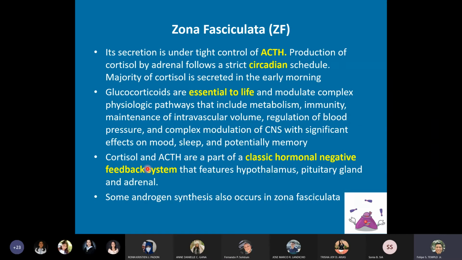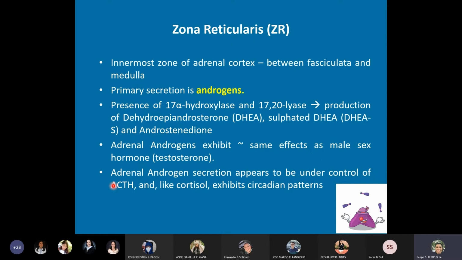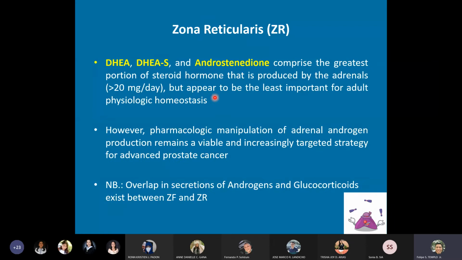So the cortisol feedback mechanism is a classic hormonal negative feedback. As you know, if you have more hormones, you will start dictating the pituitary gland to stop the production. Now, the zona reticularis is mainly sex hormone, but these are not significant because your main source of sex hormones are the ovaries for females and the testes for males. So I won't touch that very much. These are the main hormones produced in your zona reticularis: the DHEA, the DHEAS, and androstenedione.